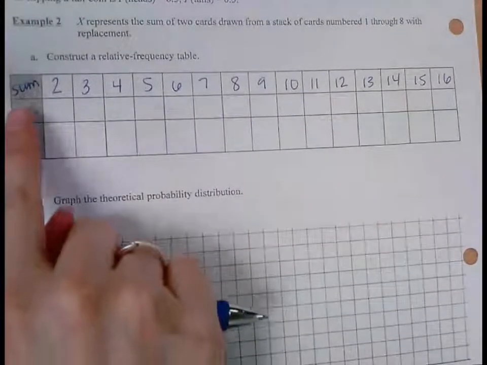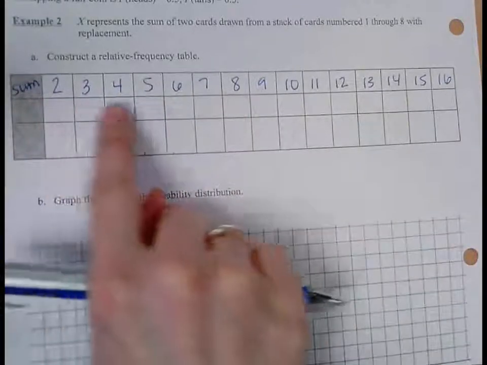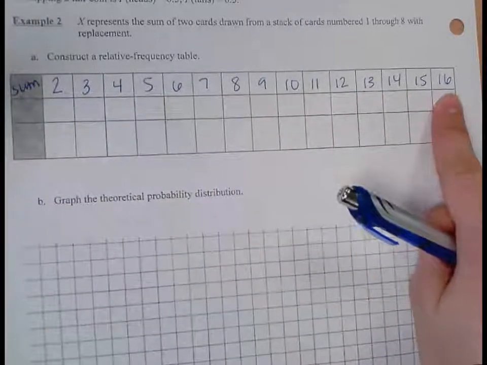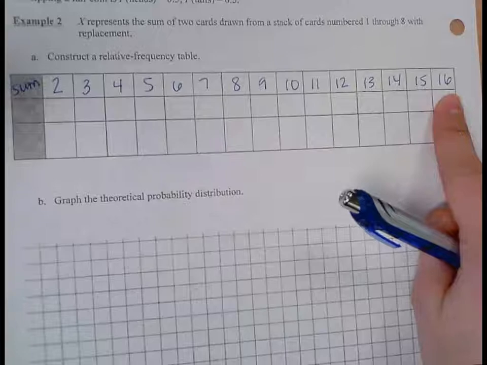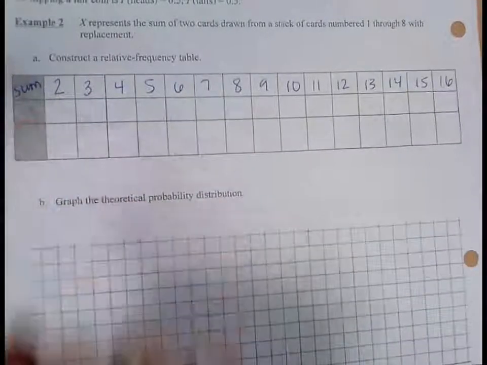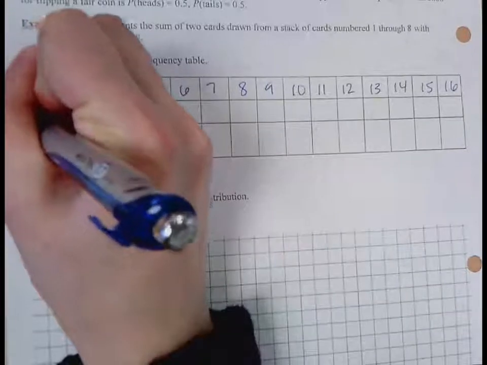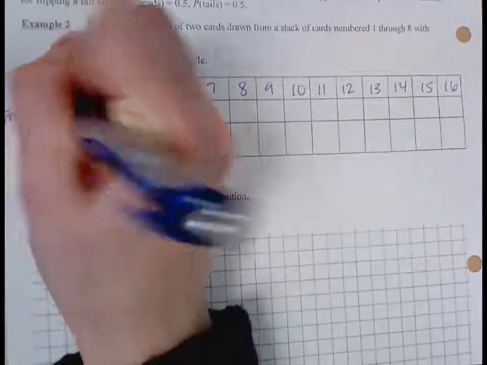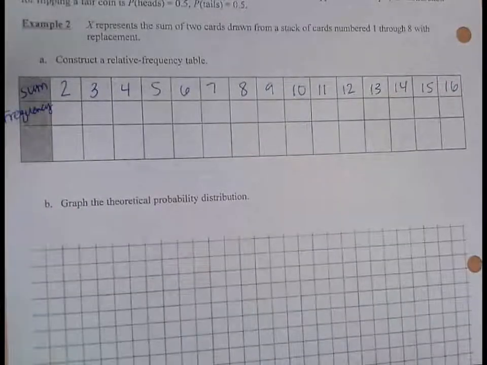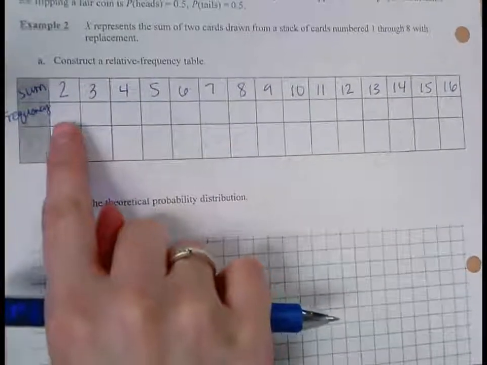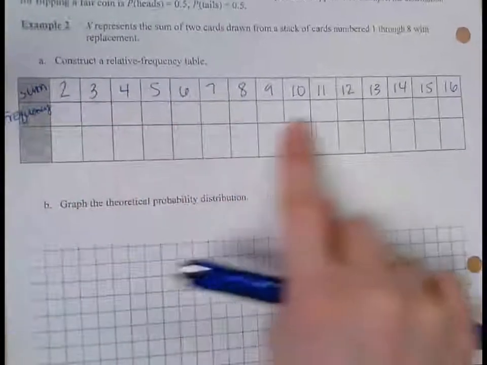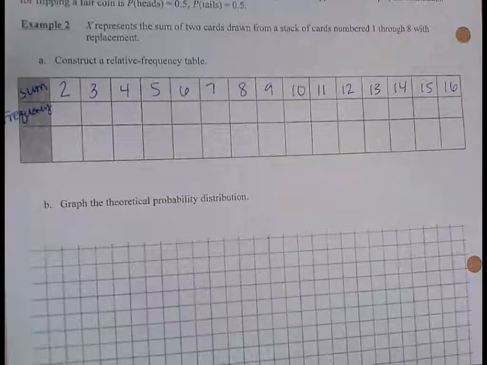The next row then, once you have your sample space, so these are all of the possible sums you could get by drawing 2 cards numbered 1 through 8, the second row is going to be the frequency. Frequency is, and again, we're dealing with theoretical, how many possibilities there are of getting each sum.